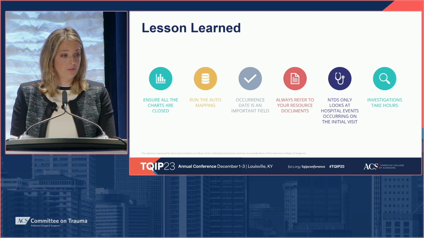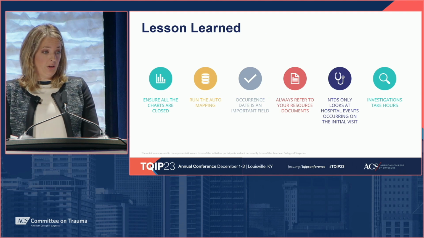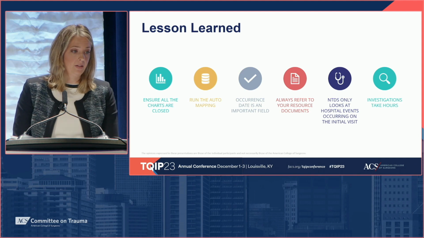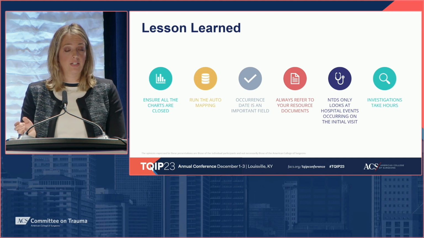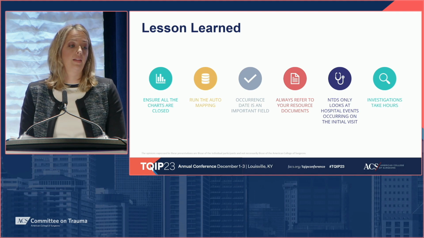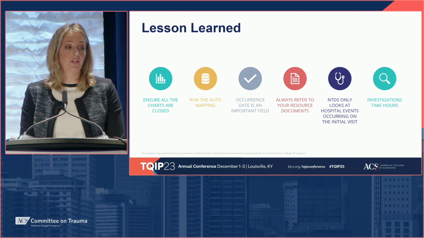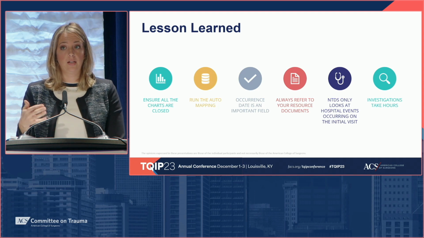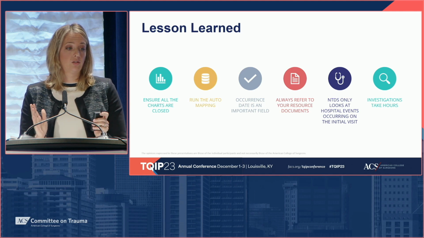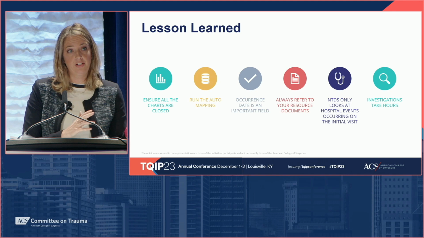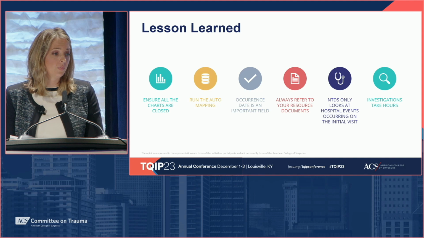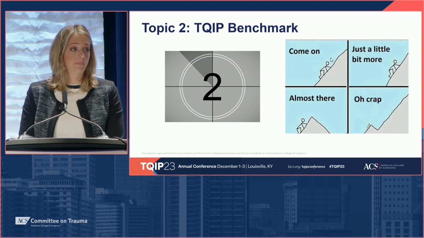So our lesson learned is ensure that all the charts are closed. So we run that report now. Run the auto mapping data to ensure mapping. The occurrence date, we use collector as an important field. Always refer to your resource documents. The NTDS only looks at the hospital events occurring on the initial visit, or PI looks at anything within that patient's stay. So it's important to switch mindsets when looking at your NTDS definitions versus your hospital PI definitions, because they could not be the same. Oh, and the investigation takes a very long time.